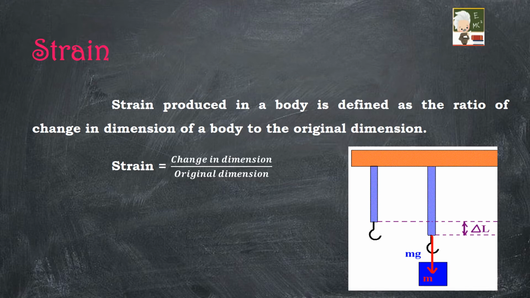For example, in one dimension, consider a rod of length L. When it stretches by a new length, let it be delta L, then the strain is given by change in dimension by original dimension. So it will be delta L by L. And strain is a dimensionless quantity, so it has no units.